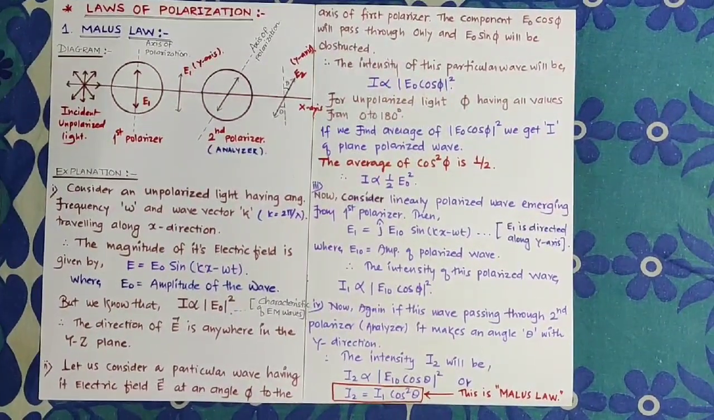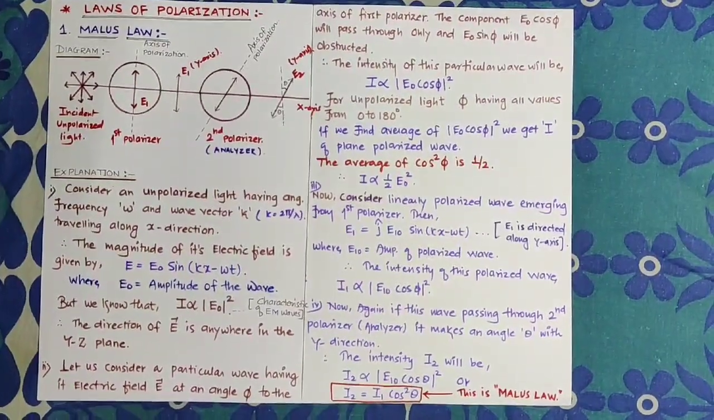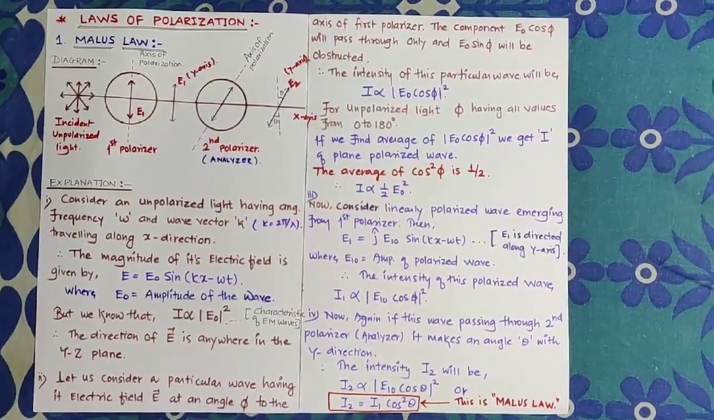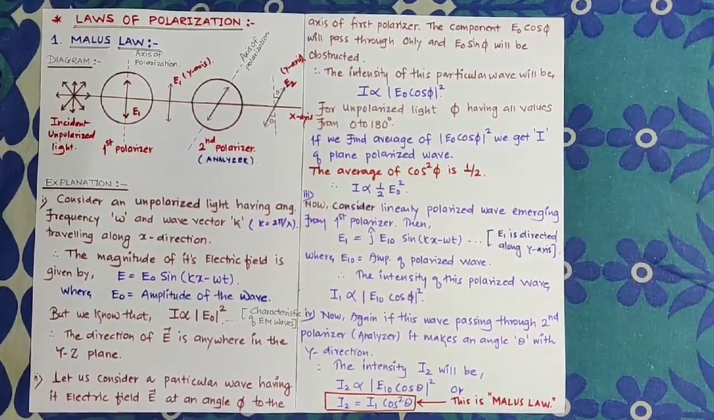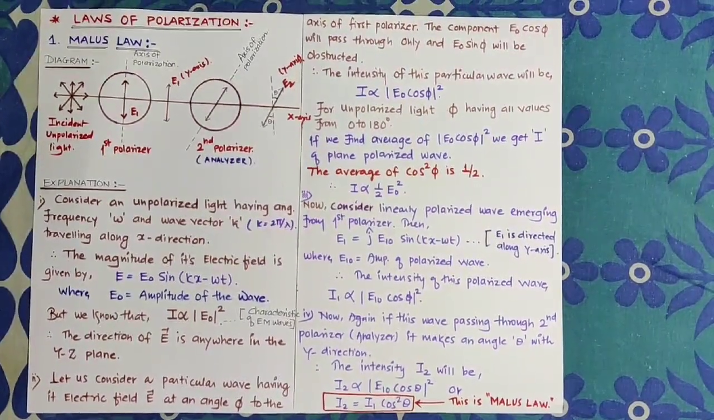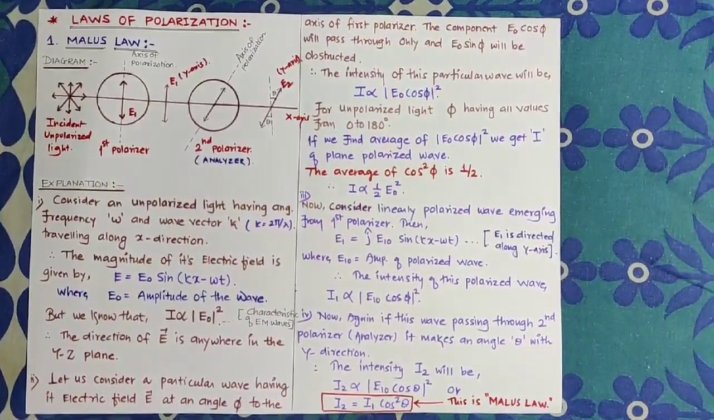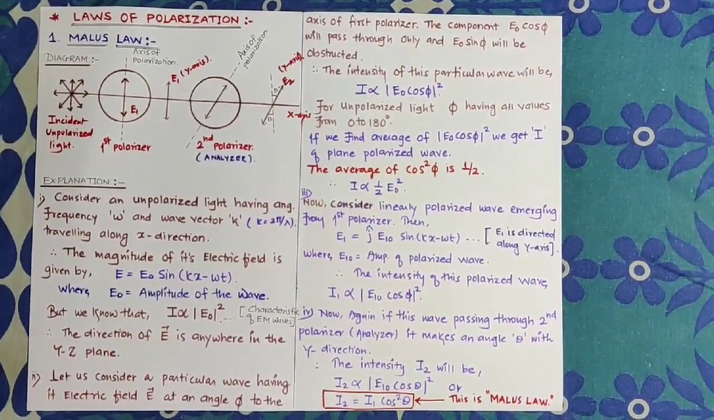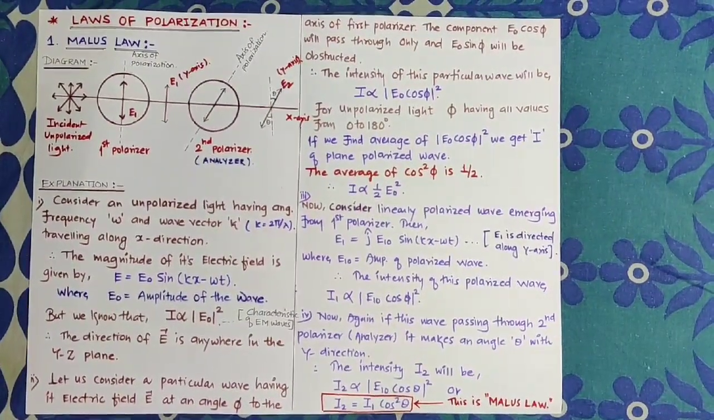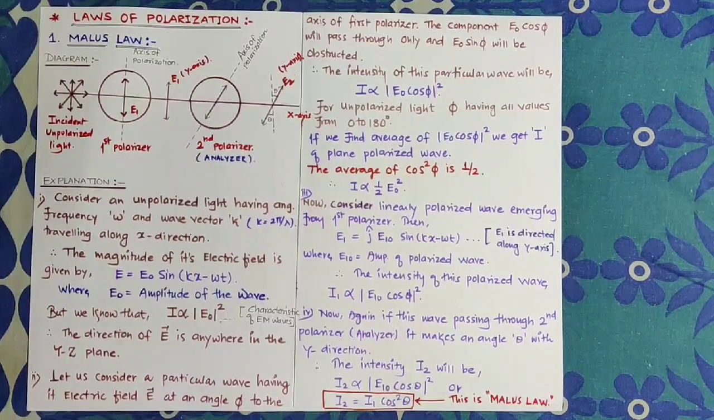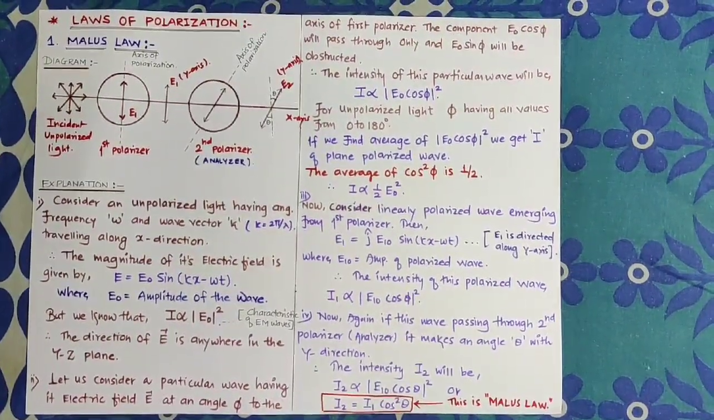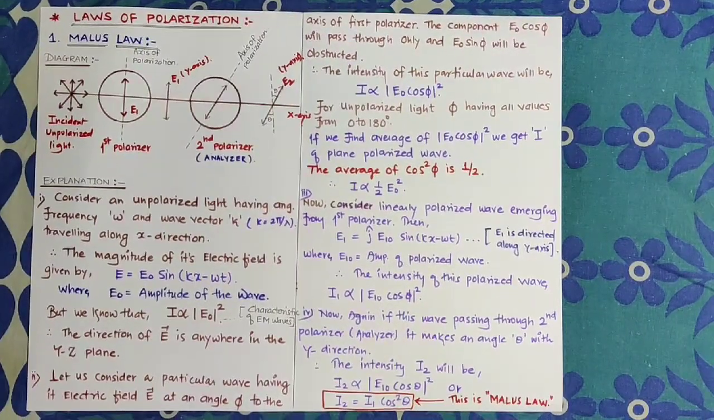Hello students, today we are going to discuss the laws of polarization. In that we will discuss two laws of polarization: the first one is Malus law and the second one is Brewster's law. The difference between these two laws is that Malus law is represented with respect to the same medium, and Brewster's law is represented in terms of a transparent medium.